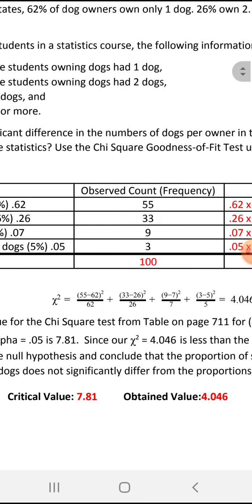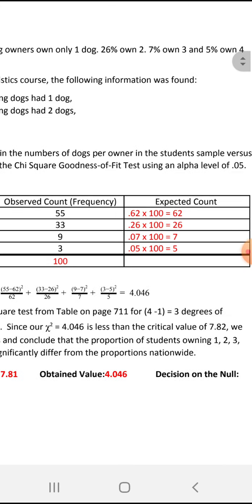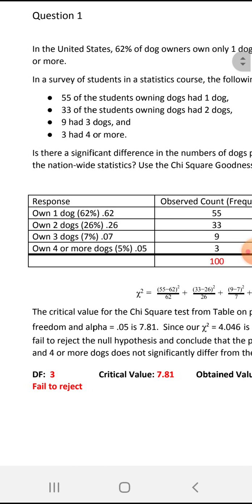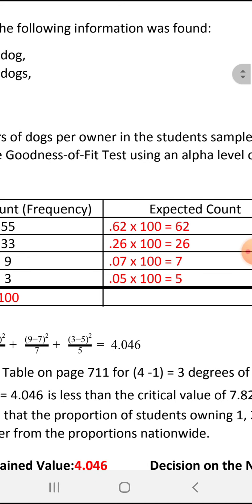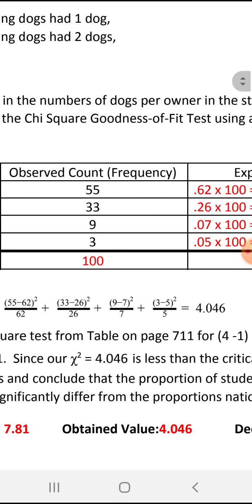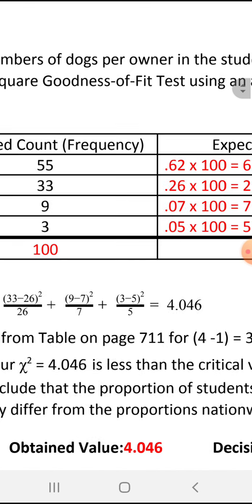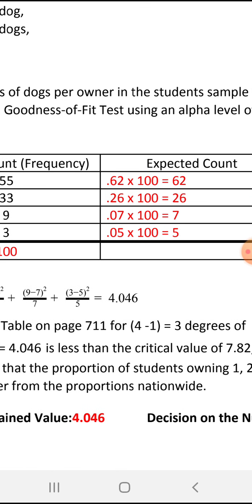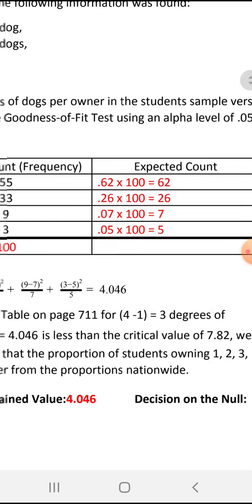And next step is you want to get the expected count. Now, we get the expected count from the percentages from the population. So what you do is you take the expected count percentage in decimal form and multiply it by the total observed count. So 0.62 times 100 is 62, 0.26 times 100 is 26, 0.07 times 100 is 7, and 0.05 times 100 is 5. All right, now we have all the values we need to plug into the chi-square formula.